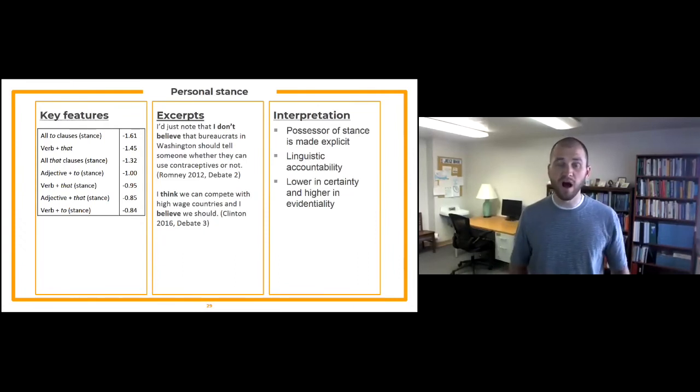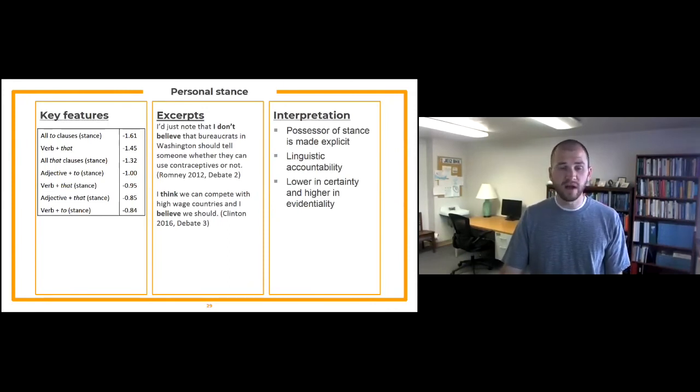Instead of just saying obviously, certainly, actually, it's clear here that the stance is held, in most cases, by the speaker who's making the claim. I don't believe, I think, I believe. This offers linguistic accountability. The speaker is saying, I'm the one who's accountable for this stance. And if you want to get to the bottom of where this idea came from, I'm telling you now, it came from me. It's what I think or believe.